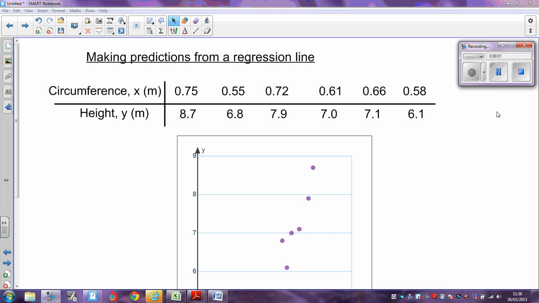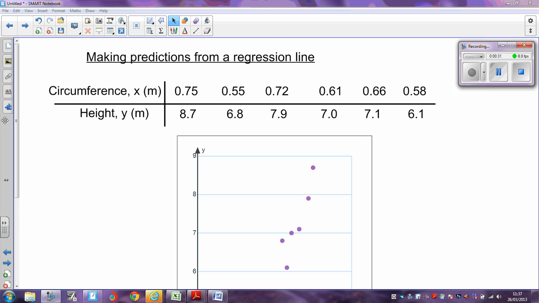Okay, let's have a look at how we could use the regression line of y on x to calculate values once we've got the equation of the line. Here we have a table which represents the circumference of some pine trees, and for each pine tree, if the circumference is 0.75 meters, then the height of that pine tree was 8.7 meters. We're trying to establish whether there's any correlation between the circumference of the pine tree and the height of the pine tree. So here's the table.